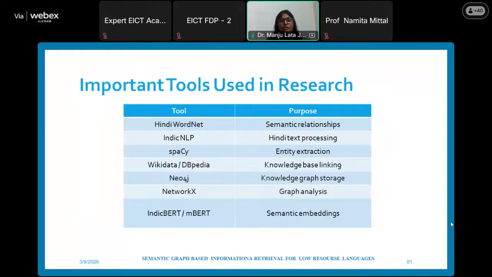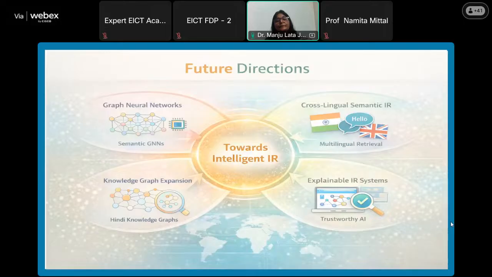Important tools used in research, especially for Indian languages and Hindi, include Indic NLP for Hindi text processing, spaCy for entity extraction, and Wikidata and Wikipedia as knowledge bases to create knowledge graph linkages. Knowledge graphs, that also I have used. NetworkX for graph analysis, IndicBERT and mBERT. IndicBERT is used for Indian languages, and both IndicBERT as well as mBERT are used for constructing semantic embeddings. So these tools can also be used for your experiments.